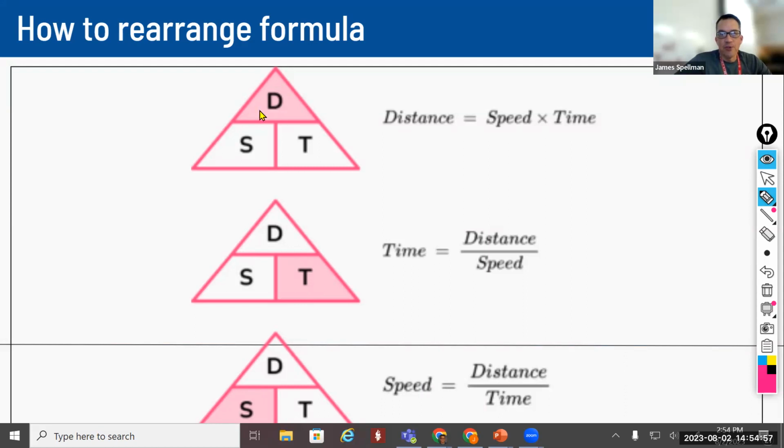So if we want to solve for distance, we can cover up the d. And we've got the s and the t side by side, which tells us that we need to multiply them. If you're trying to figure out the amount of time something takes, then we take the distance and divide it by the speed. And that would give us an idea of how long it took to get somewhere if we knew how fast it was going. And then again, at the very end, to calculate the speed, we need to know the distance and we need to know the time.